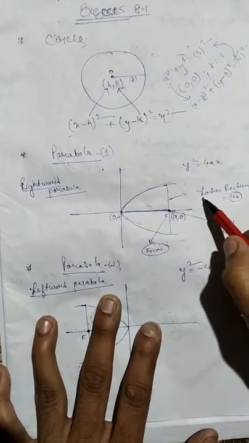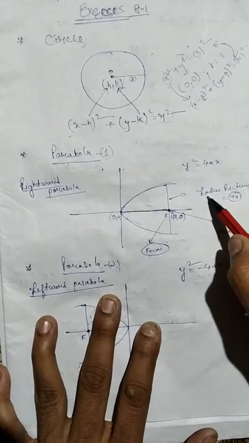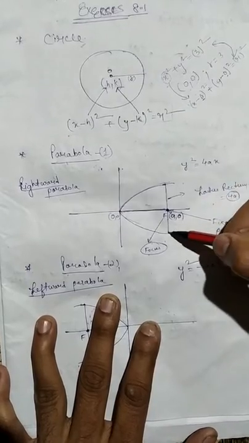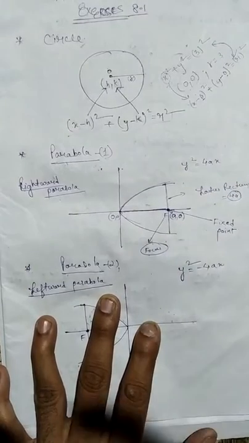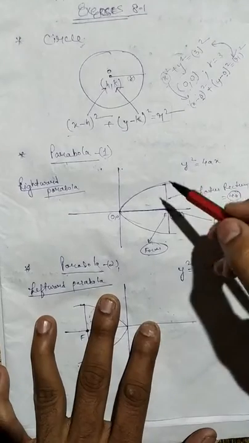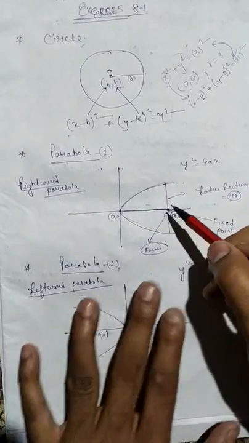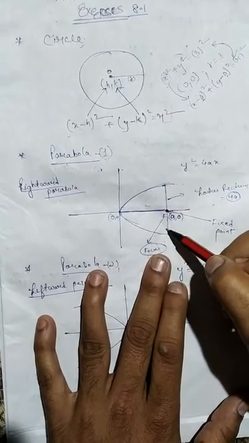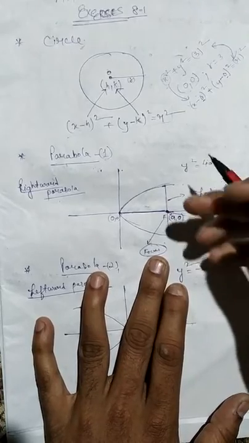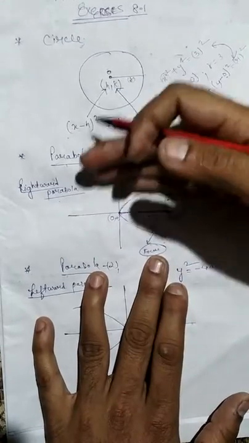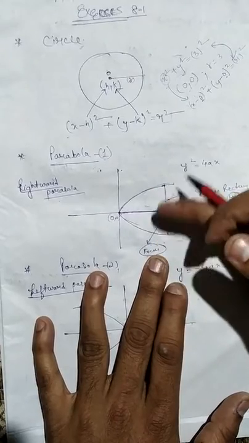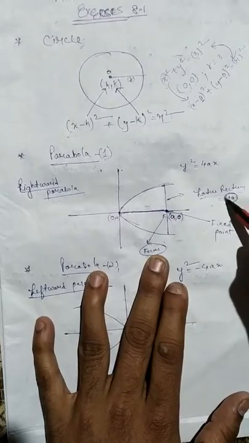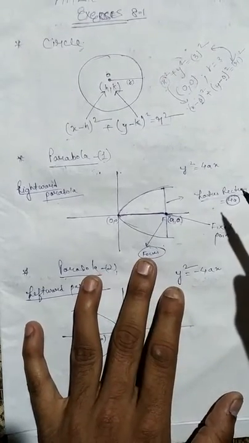Next you should know the latus rectum. The latus rectum is this line, from here to here, which is equally divided. Equally divided means this part and this part are equal, like a symmetry. I divided this line into equal parts, so this part and this part are equal. I hope you got it. Now this latus rectum is equal to 4a.